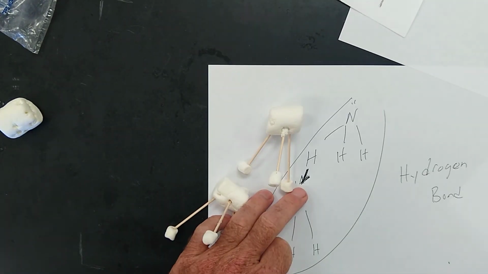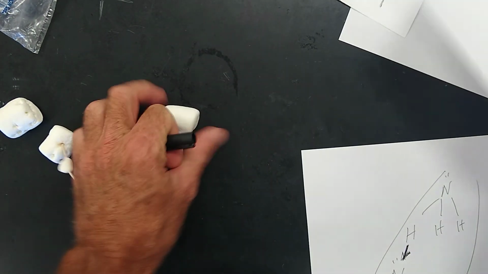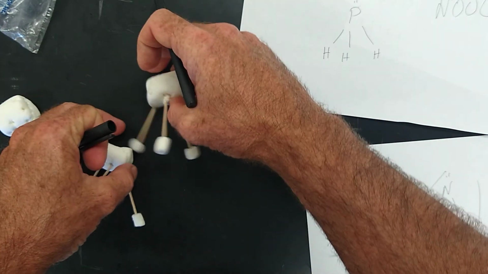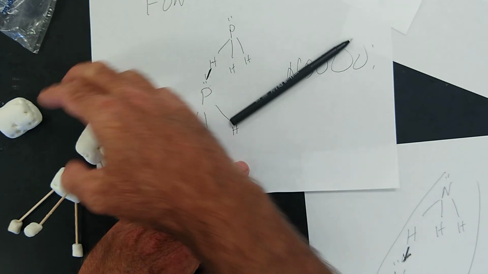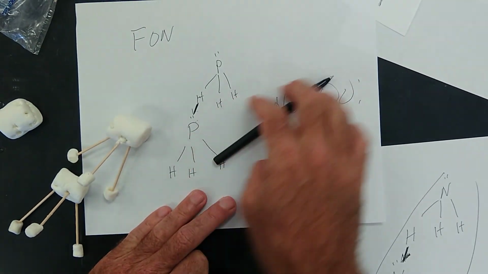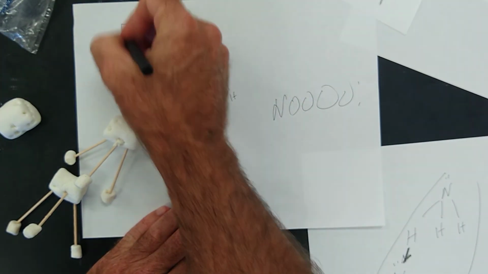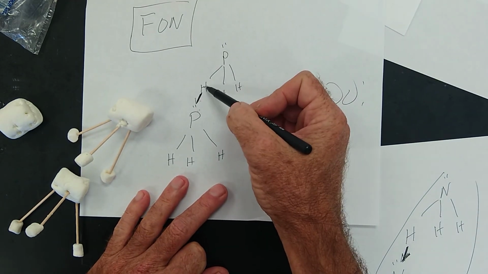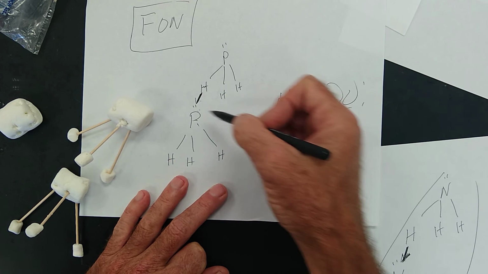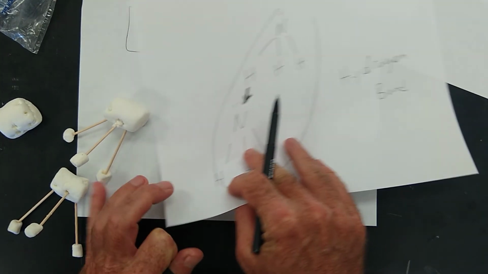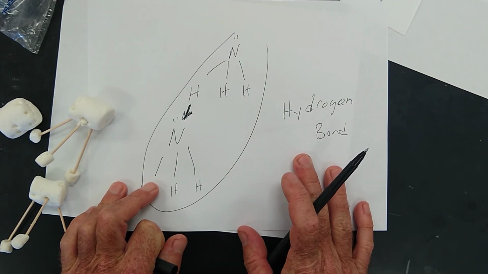If it was PH3, if these exact same molecules, shapes, were PH3, then that would just be dipole-dipole. Because for it to be a hydrogen bond, it has to have FON. The hydrogen has to be with an F, an O, or an N. So no, this one is not a hydrogen bond. And yes, NH3 is a hydrogen bond.